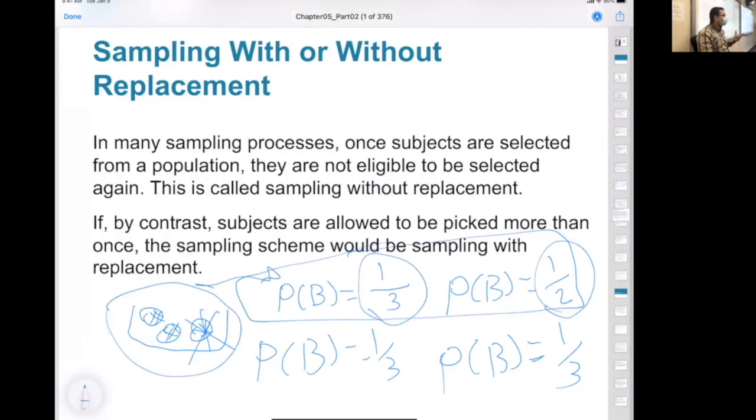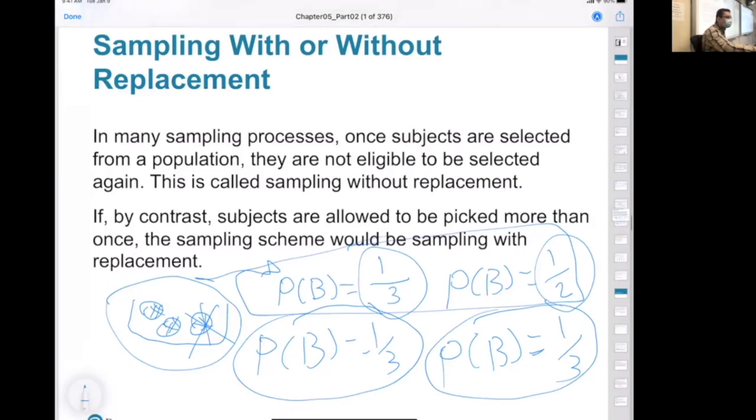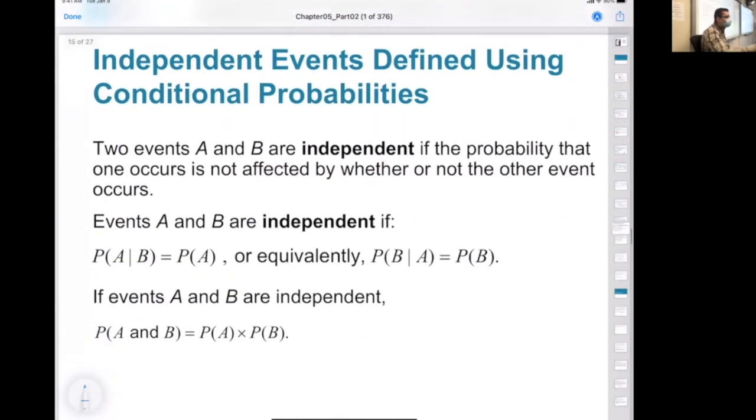But if we have a rule that allows the subject to be returned to the population, that means there is a chance that the same subject will be selected again. In this case, we have the same probabilities each time we select a subject from the same categories in the population. Okay? So this is the difference between a with-replacement and a without-replacement sample.